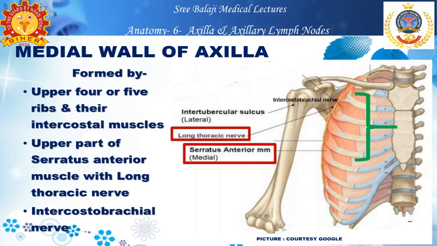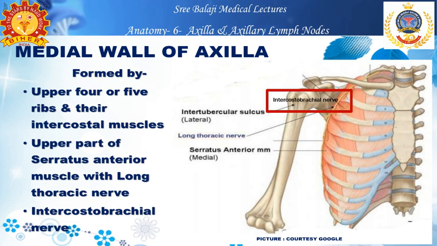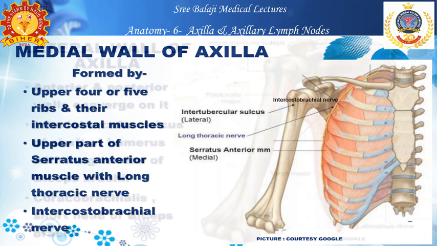And there's another nerve called the intercostobrachial nerve. This is the undivided lateral cutaneous branch of second intercostal nerve. It pierces the medial wall to supply the posteromedial part of the arm. So the medial wall of axilla is formed by the upper 4 or 5 ribs, intercostal muscles, serratus anterior muscle with the long thoracic nerve and the intercostobrachial nerve.